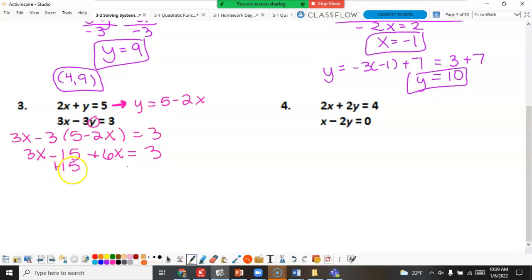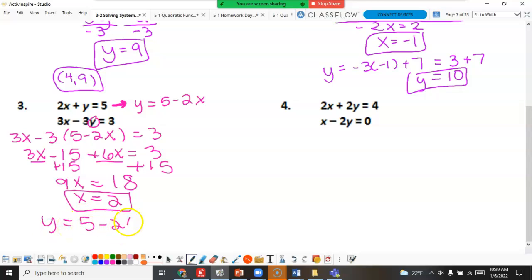Add 15 to both sides and combine like terms. So 3x and 6x gives you 9x, and that's positive because it's a negative times a negative. A positive 3 and a positive 15 give you 18. 18 divided by 9 gives x equals 2. We take that 2, plug it back in for x. So we get 5 minus 4, and we see that y is equal to 1.